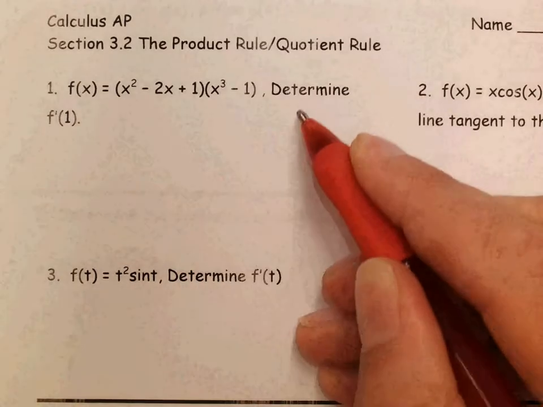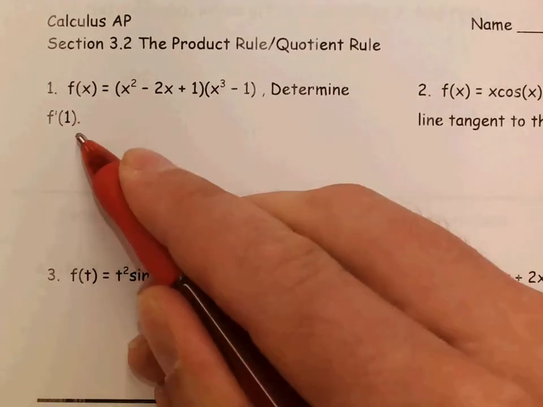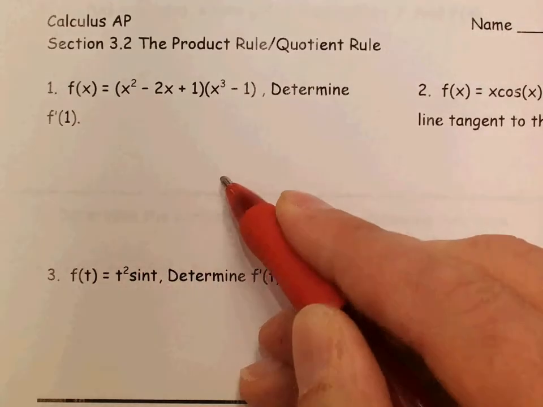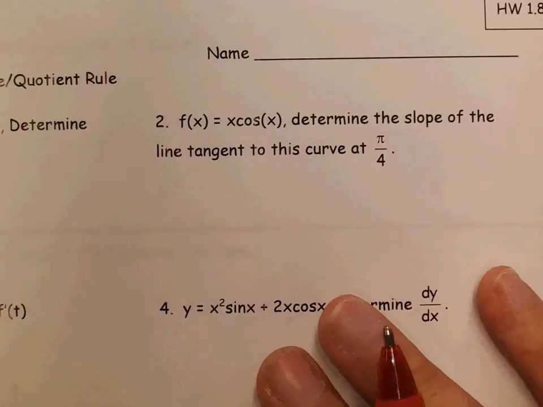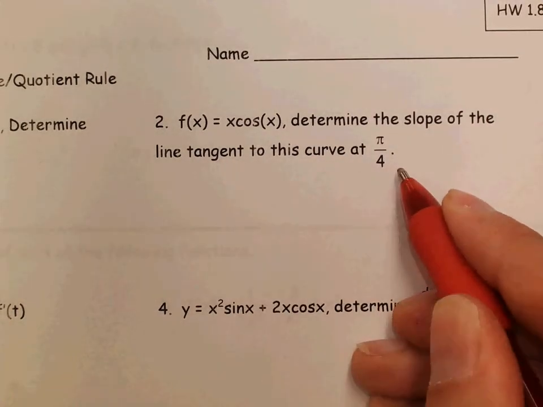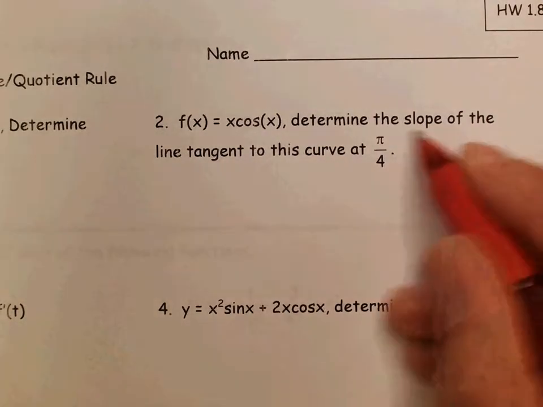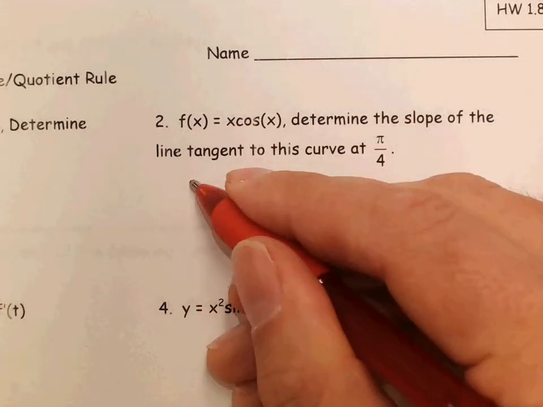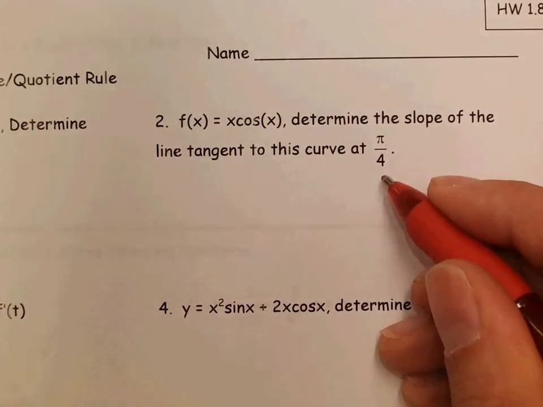This first question asks you to determine f prime of 1. Well, what you're going to do is find the derivative and plug in 1. This second one asks you to determine the slope of the line tangent to the curve at pi over 4. Well, the slope of the tangent line is the derivative. So you need to find the derivative and then plug in pi over 4.